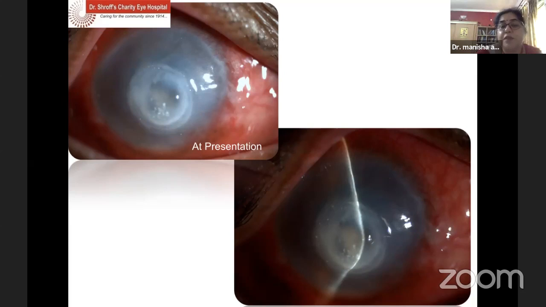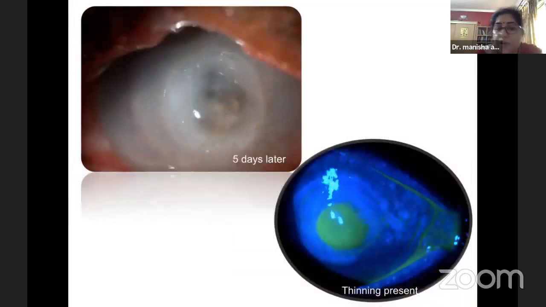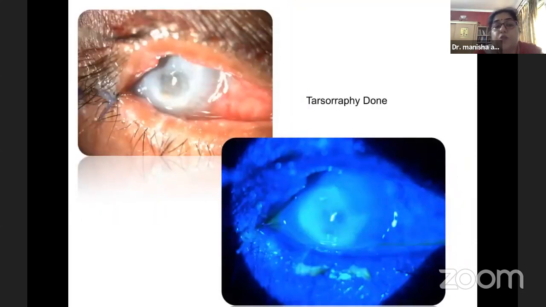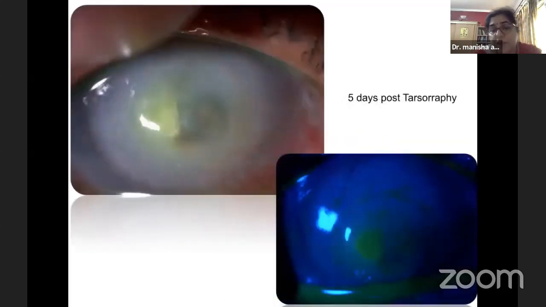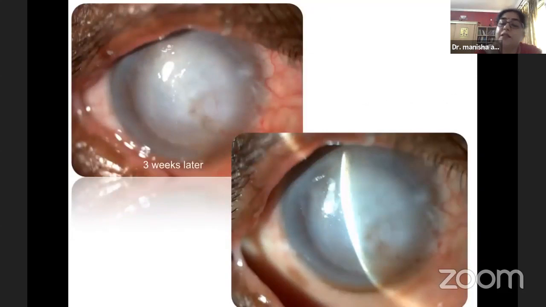Sometimes we have a presentation wherein we don't see a lot of infective infiltrate, but it's a melt which is happening with very severe thinning. The patient is already on antibiotics and the thinning continues. So we can go in for adjunct surgical maneuvers like tarsorrhaphy, which helps in preserving the surface. And this is the case 5 days after tarsorrhaphy. And finally, it heals after 3 to 4 weeks with proper medication and taking care of the surface as well.